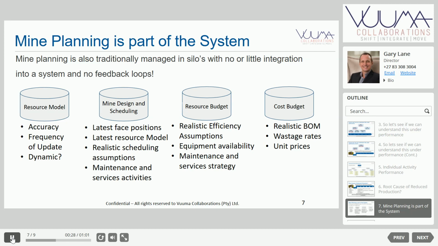Often it's not even an input into the resource planning, but you need a realistic resource budget, which is the manpower required to actually deliver, plus all the equipment hours and all of that. So we need realistic efficiency assumptions, equipment availability, and then that is handed over to the finance department, where they generate the cost budget based on ideally a realistic bill of materials, wastage rates, unit costs. And unfortunately, there's often no feedback loops between any of that. That can take anything up to 6 months to do. And that's just one budget. And is it even realistic?